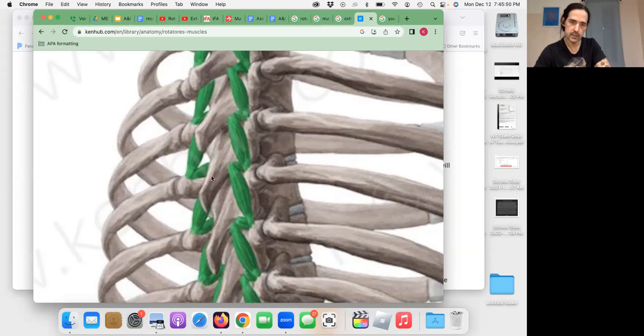T7, T6, which it skips, and then T5, which it attaches to. So here's the transverse process of T7. It passes over T6 and attaches to part of the spinous process of T5. So this muscle is going to pull this bone down in a side flexion movement. And it also would help to rotate toward the opposite side.